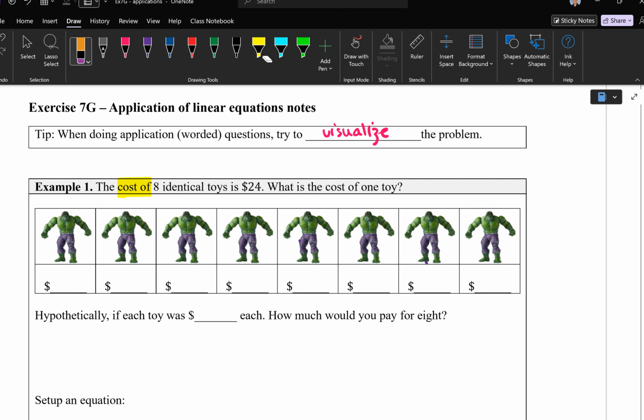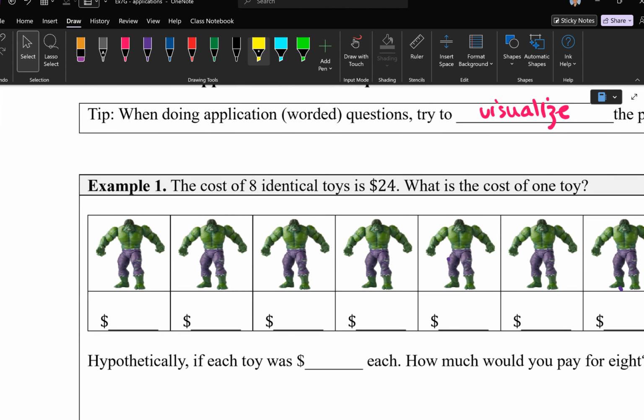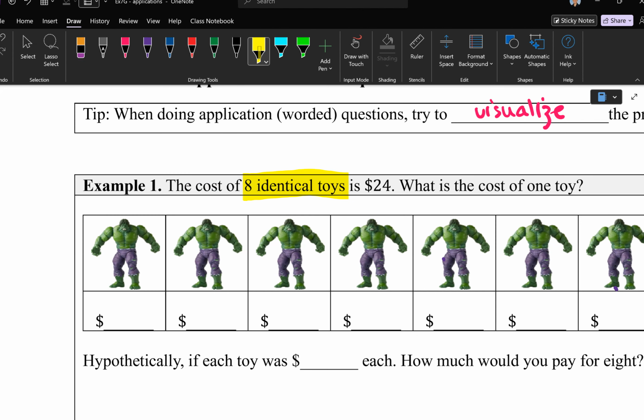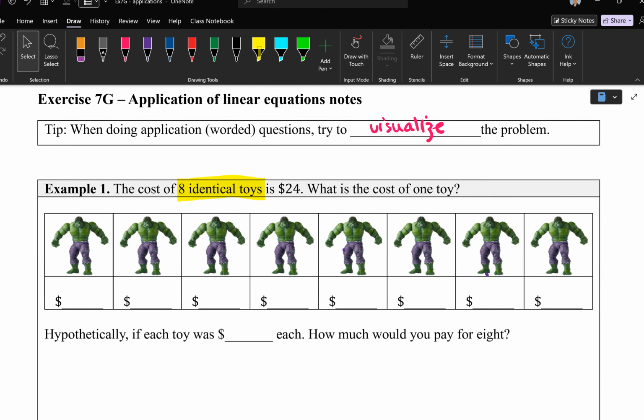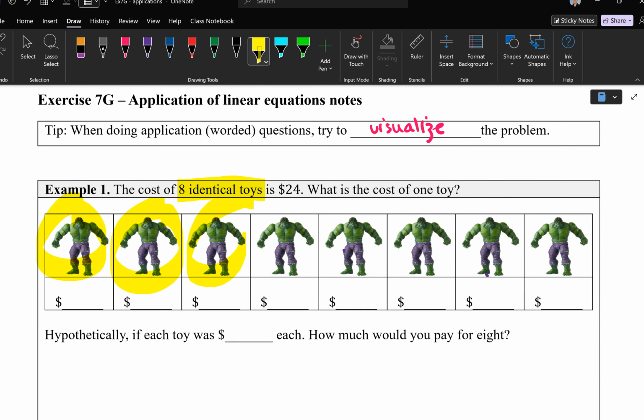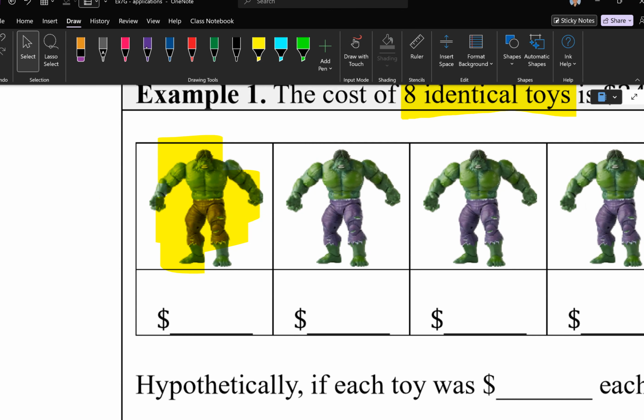So here, let's think about it this way. You got 8 identical toys. So I drew or copied 8 pictures. 1, 2, 3, 4, 5, 6, 7, 8. What we don't know at the moment is how much it is for one toy. So for one toy, one Hulk, how much it is is what I don't know. It could be $1, it could be $2, it could be $3. I don't know.